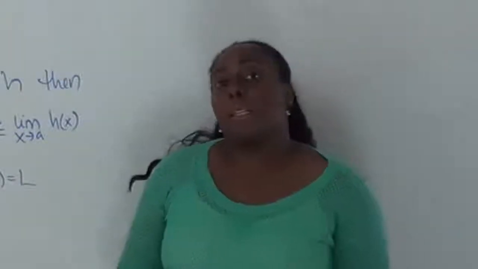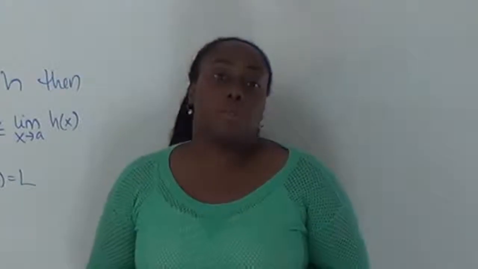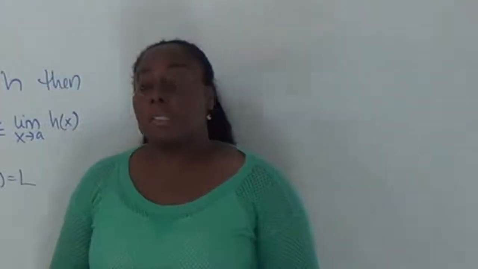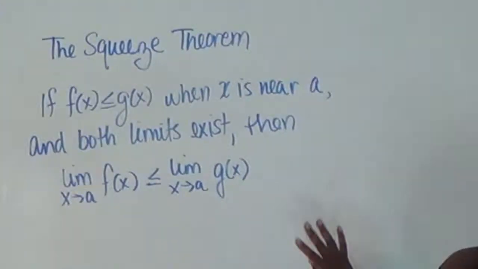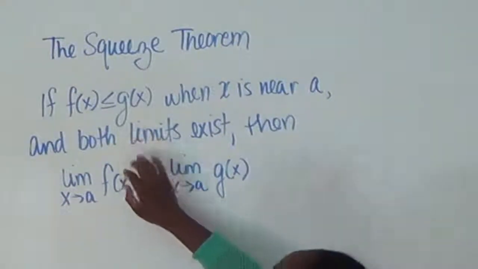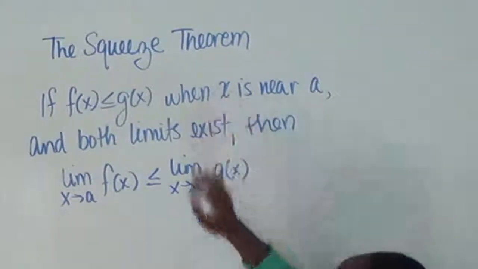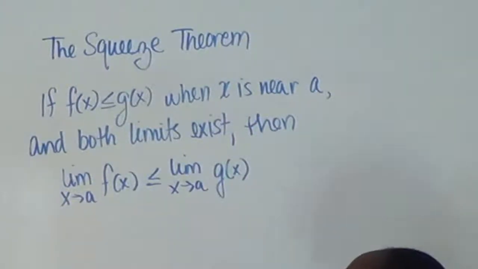The last bit of the analytic methods talks about the squeeze theorem. And the squeeze theorem is useful for a couple of different reasons. Basically what the squeeze theorem says is that if I have two functions f and g where x is near a, then both limits exist. We get that the limit of f of x is going to be less than or equal to the limit of g of x.